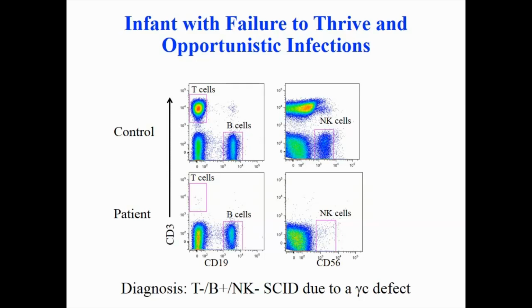Then we have a patient that has B cells, no NK cells, no T cells. So that patient has a real problem. Has no T cells, has no NK cells, but has B cells. This is one of the most common forms of severe combined immunodeficiency and is defined as a T minus B plus NK cell skip patient, in this case because it was a gamma C.